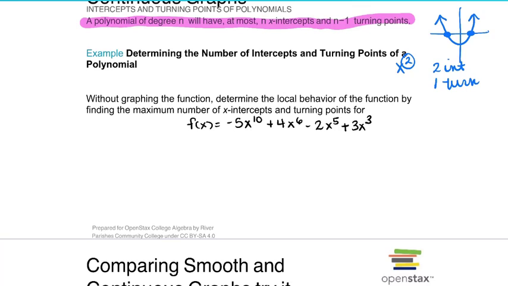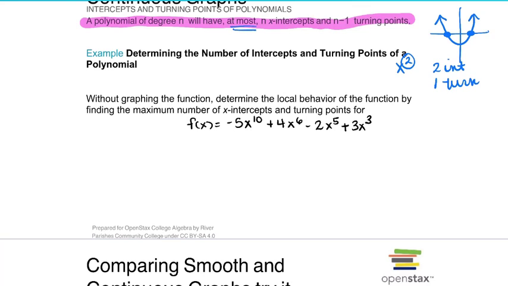Now, notice what it said here. It has at most n x-intercepts and n minus 1 turning points. It doesn't mean that we'll definitely have that many. For a regular quadratic equation, this is accurate. But if you have a polynomial function, and let's say the degree is 3, that doesn't mean that you'll have 3 x-intercepts and 2 turns. It means that you can have at most that.